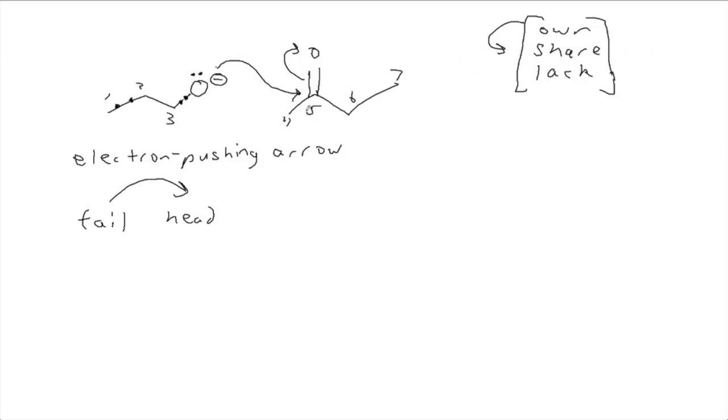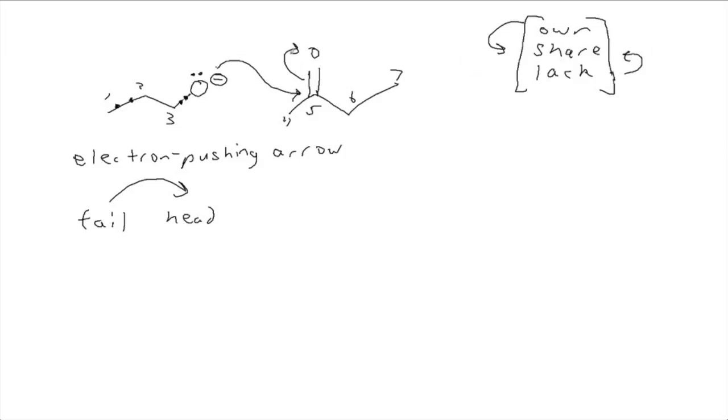Okay, so what's happening here with carbon-5? It's going from lacking to sharing. Now what about this arrow? This arrow shows the electrons moving from where to where? It looks like they're moving from the shared stance between carbon-5 and oxygen to the owning of the oxygen.